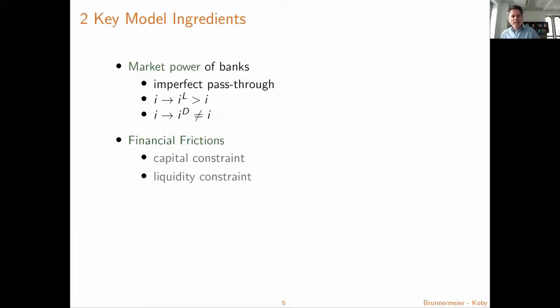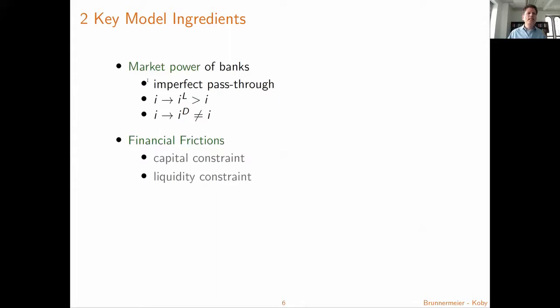What are the key ingredients in this model? The first is the market power of banks, so banks make some positive profit, because of imperfect pass-through. If the policy rate, which we denote by i, imperfectly translates into a lending rate, then a change in the policy rate leads to a different change in the lending rate, and there's a markup. We will analyze this markup. On the liability side, where banks raise deposits, there's a markdown, which is also different from the policy rate. Of course, it need not always be a markdown; it can also go the other way around. We'll see this later on.